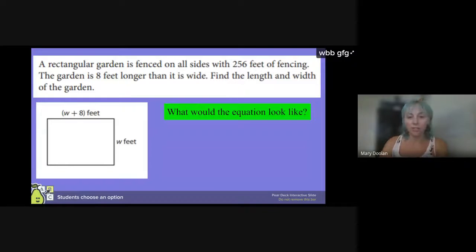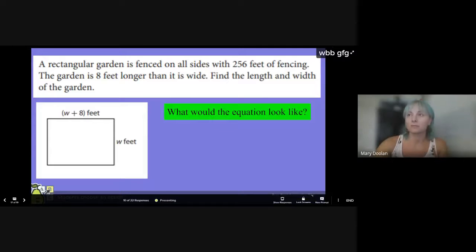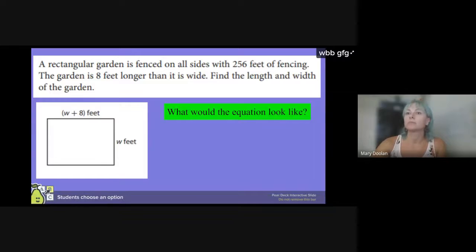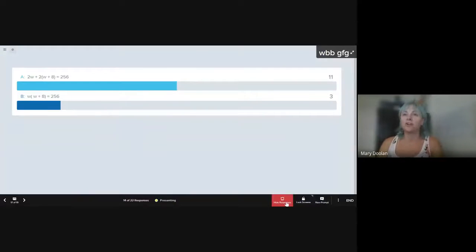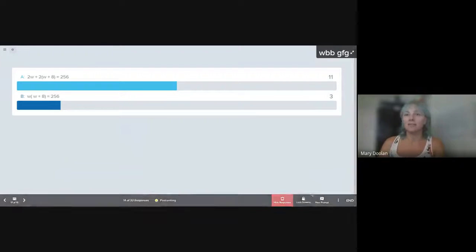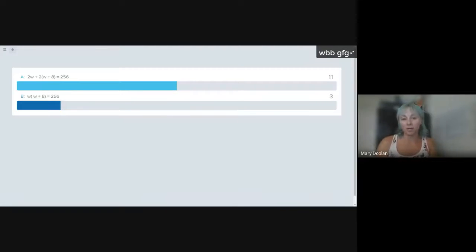About half of you have responded so far. Go ahead and pick one. Which one do you think it is? Which one of those shows you the distance around? Okay, so let's see what we have so far. More of you think it's A, less of you think it's B, but there's still half of you that haven't bothered to respond. So even if you're incorrect, I appreciate you responding.